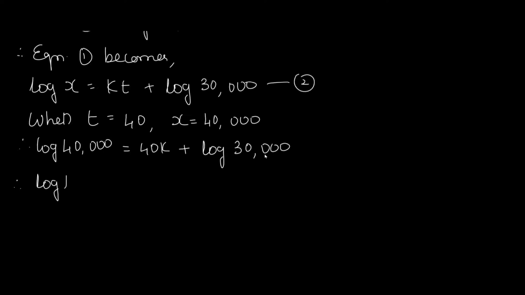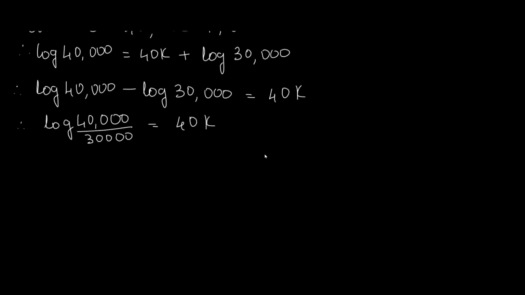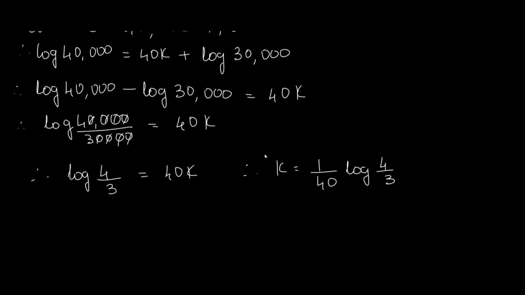Therefore, we have log 40,000 minus log 30,000 is equal to 40k. Now, you know that when two logs are subtracted, you can combine them and write them one upon the other. That is 40,000. It becomes log 40,000 upon 30,000 is equal to 40k. And simplifying that further, all these zeros are cancelled. And therefore, you have log 4 upon 3 is equal to 40k, or k is equal to 1 upon 40 log 4 upon 3.